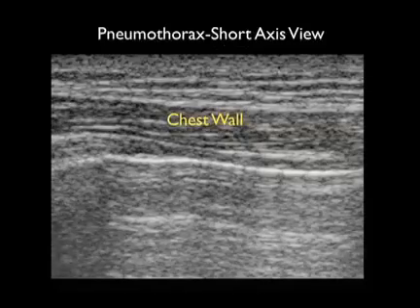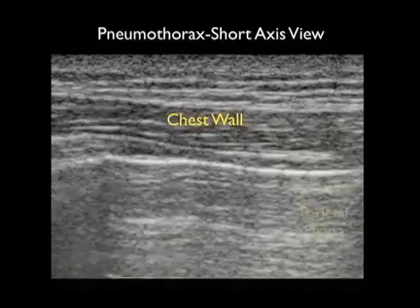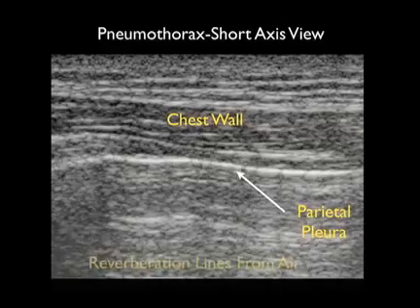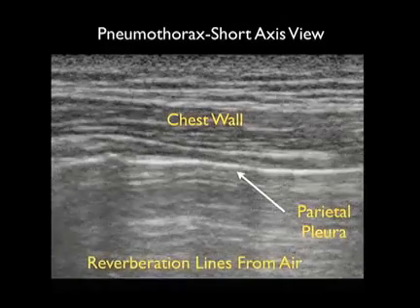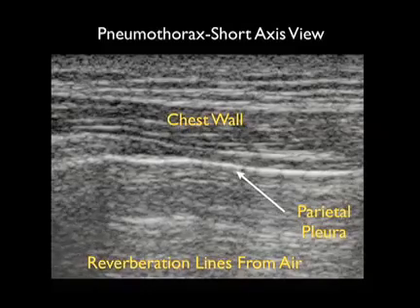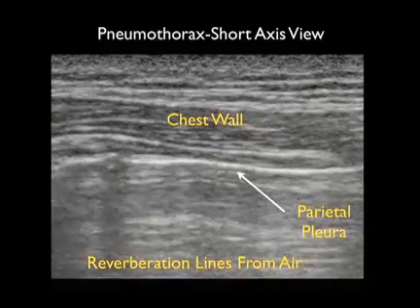Now let's inspect a pneumothorax from the short axis view. We see the chest wall anteriorly, the parietal pleura shown as a single non-mobile white line in the middle of the image. Note the failure of movement back and forth, the lack of vertical comet tails, and what we see here is repeating horizontal air lines from the pneumothorax.